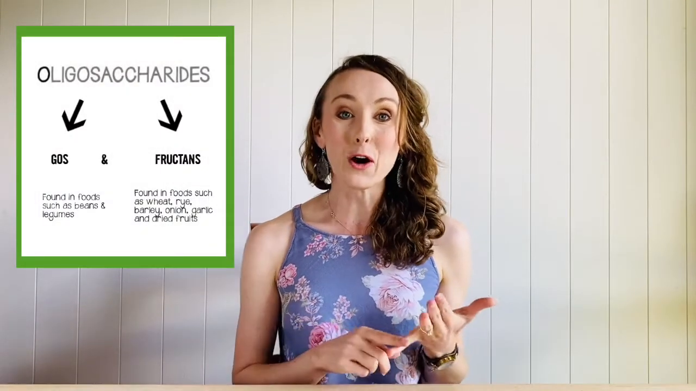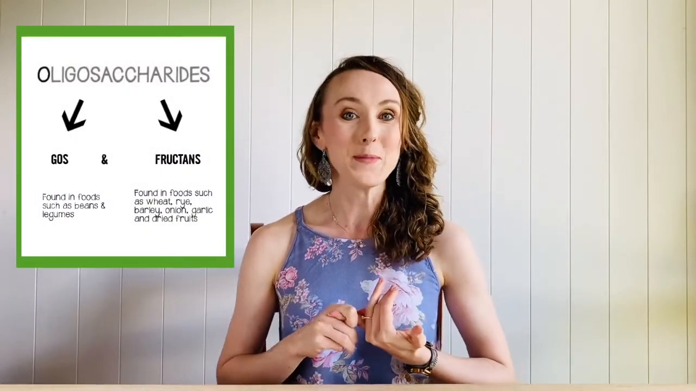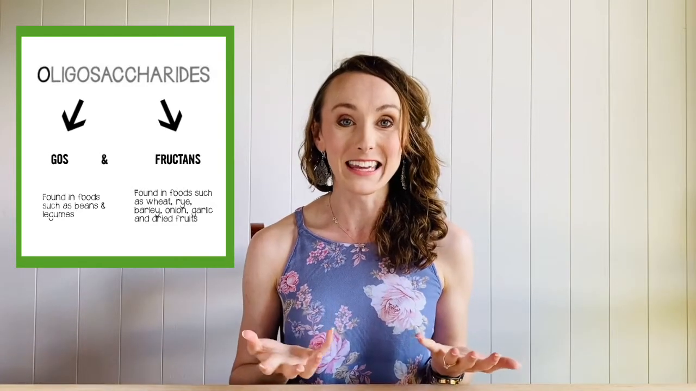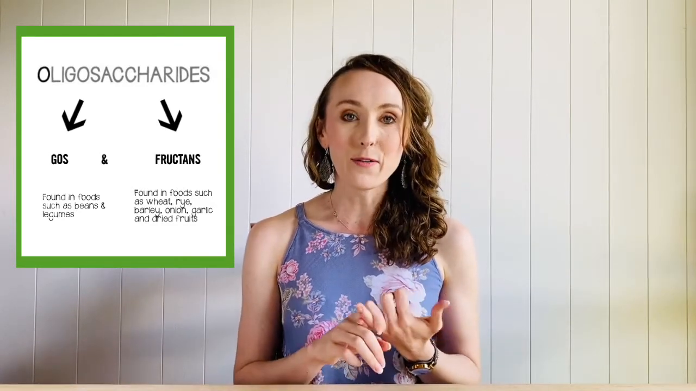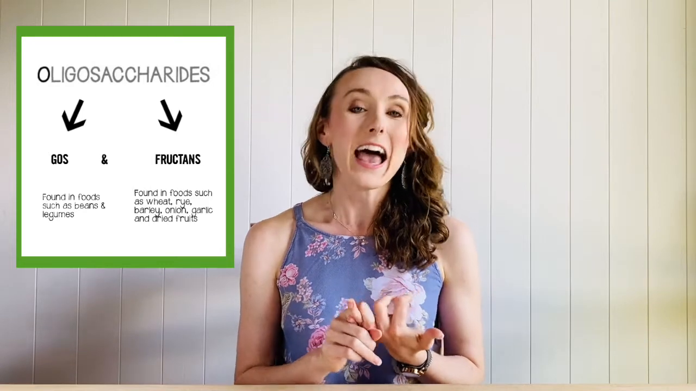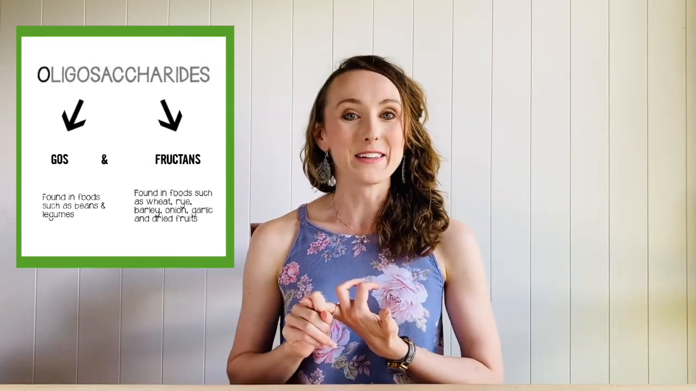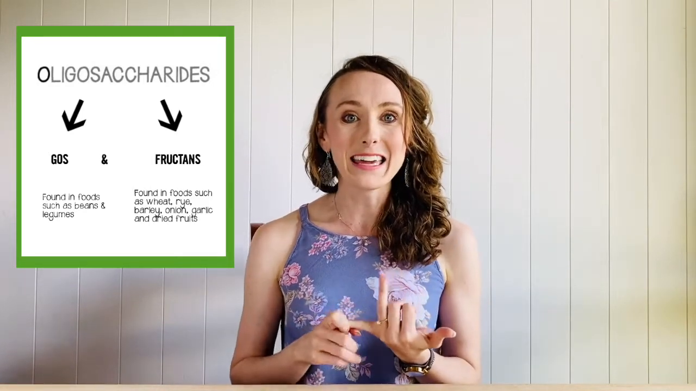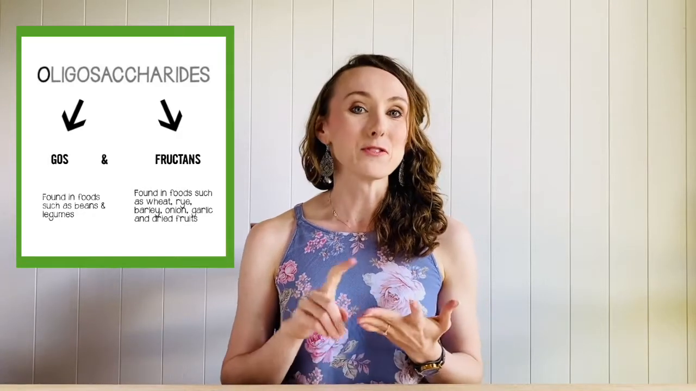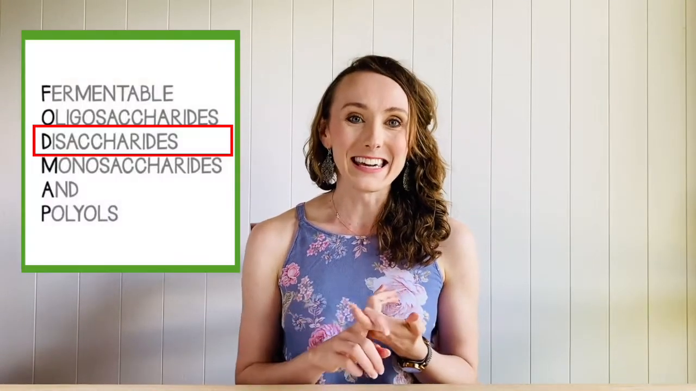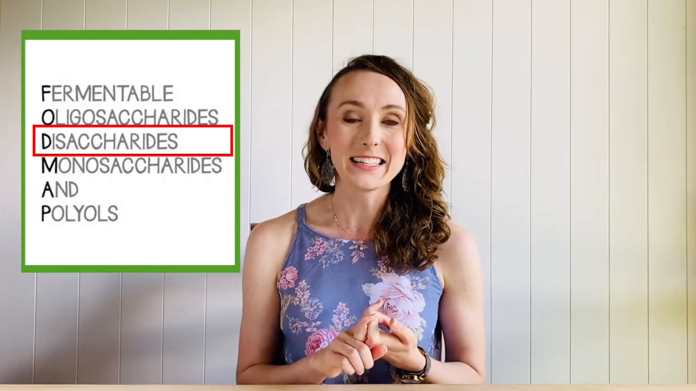Now, this FODMAP group is broken down into two different components. You've got GOS or galactans, which are found commonly in foods like beans and legumes. And then you've got your fructans. Now, fructans are commonly found in foods like wheat, rye and barley, onion and garlic, and then your dried fruits as well. You then have D, which stands for disaccharides, and this is actually for lactose.